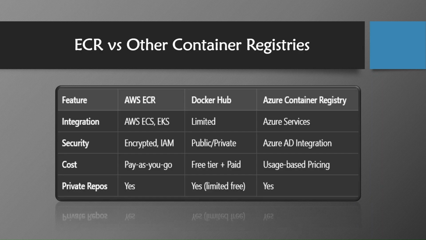So we have ECR versus other container registries. Let's understand these things. The first feature here we have is integration. When it comes to AWS ECR, it integrates natively with AWS services like ECS, EKS, and Fargate, making it ideal for applications hosted within the AWS ecosystem.